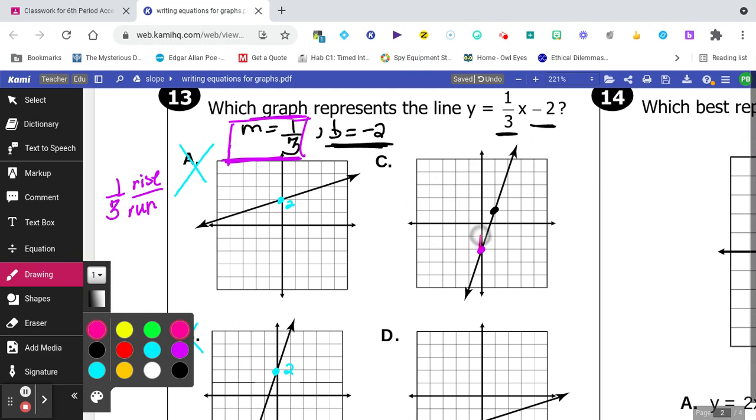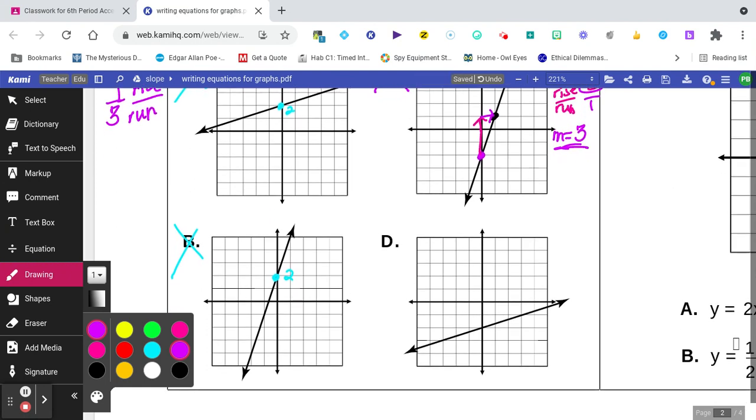So that's a rise of 1, 2, 3. This is a rise of 3. And that's a run of +1. But 3 divided by 1 is 3. It would only be 1/3 if the top number is smaller than the bottom number. Since the top number is bigger, I divide and I get 3. So this is actually the equation y equals 3x minus 2. So it's not C either.